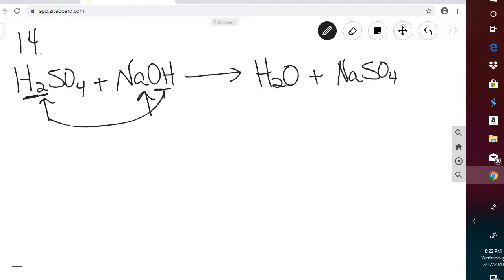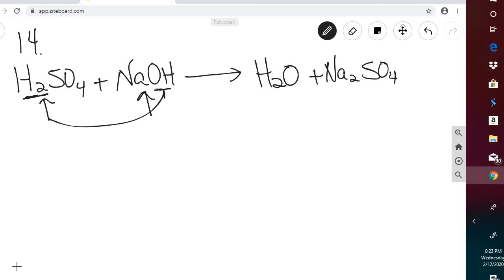Okay, and we need to make sure that we have written the sodium sulfate correctly. So the charge on the sodium is +1, and the charge on sulfate is a -2. Okay, so we're going to switch those charges, so the 2 is going to go with the sodium. It's going to be Na2SO4.